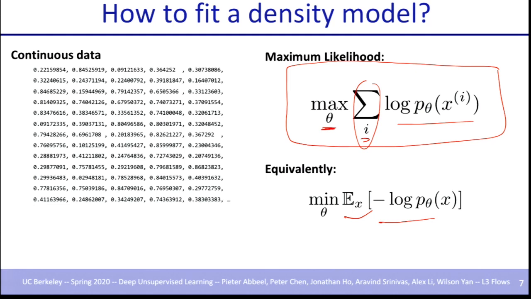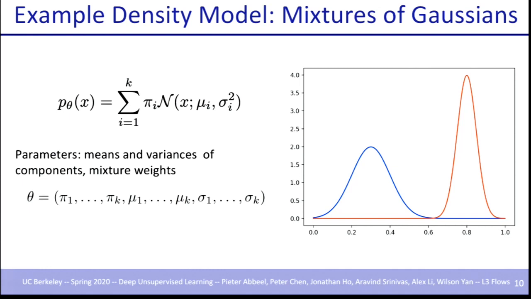Question is, how are we going to do it? One thing you might have seen is that you can actually fit a mixture of Gaussians to data. So if P theta of x is a mixture of Gaussians, here we have k Gaussians in the picture, k equals 2, two Gaussian components. Each Gaussian has a certain weight. Pi i is a number between 0 and 1, and all the pi i's together sum to 1.